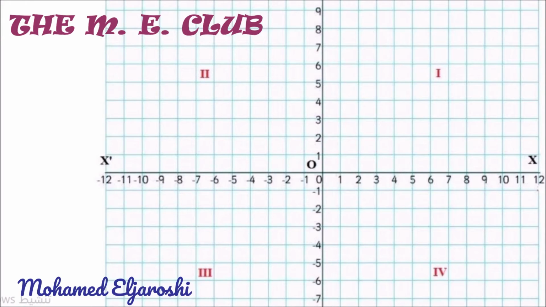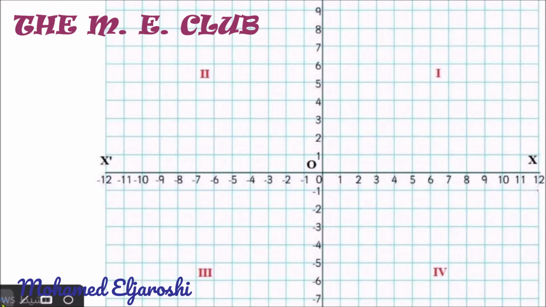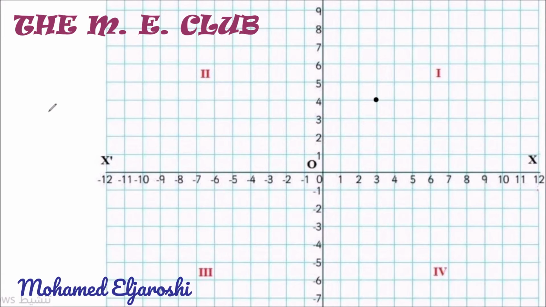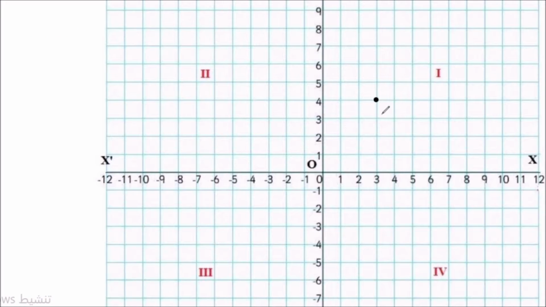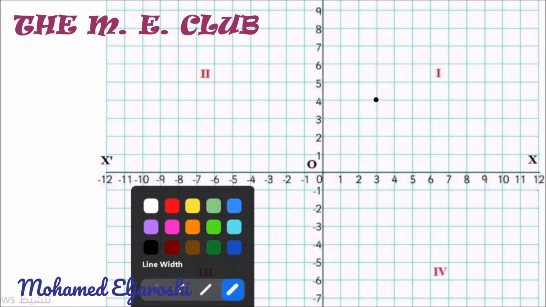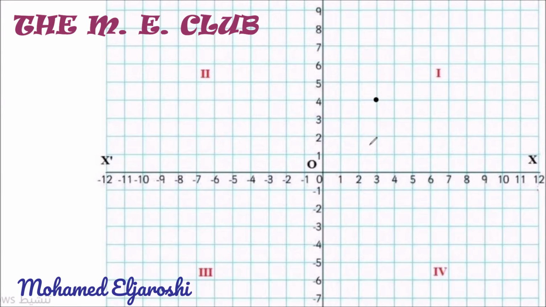First, let's draw a point and then rotate it. For example, let's look at this point. What are the coordinates of this point? What are the x and y of this point? Very good. The coordinates of this point are x 3 and y 4. Very good. Now, if you want to rotate a point, you have to know first where to rotate it.